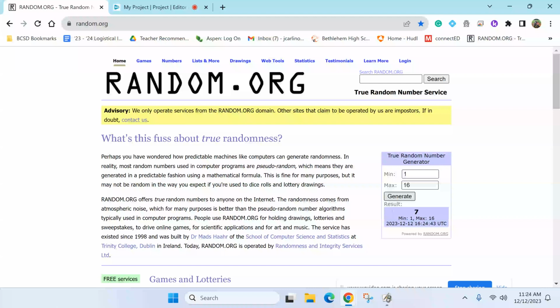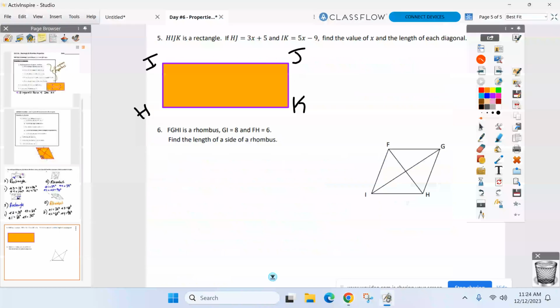Good talk, Amy. Thomas, what do you know about the diagonals of a rectangle? They bisect each other. Okay, and I'm thinking about what do I do with this 3x plus 5 and 5x minus 9? Because the HJ is 3x plus 5, and the IK is 5x minus 9. What do I know about those diagonals?